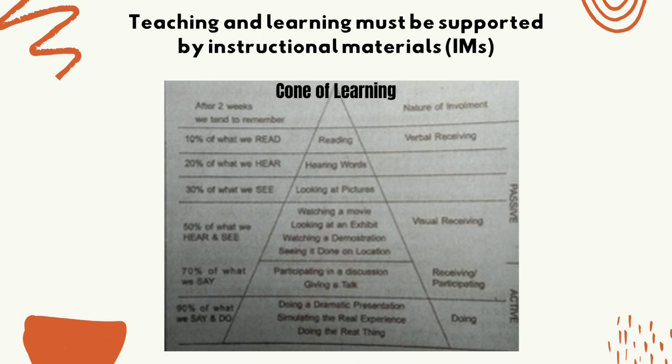Participation in discussion or giving a talk, which involves saying, increases the retention rate to 70%. This is an active form of learning and can be facilitated by instructional materials that encourage interaction and discussion. Lastly, the highest retention rate of 90% is achieved when we say and do. This involves activities like dramatic presentations, simulations, and doing the real thing. Instructional materials that support these activities can significantly enhance learning outcomes.